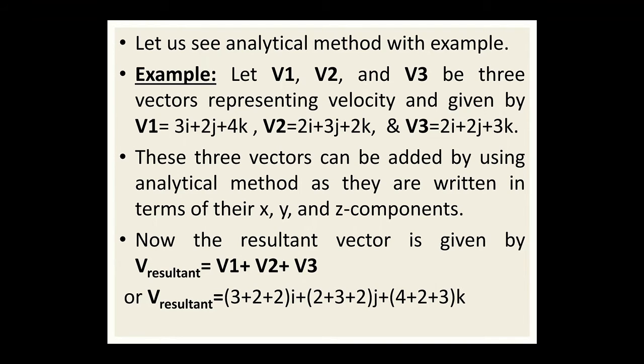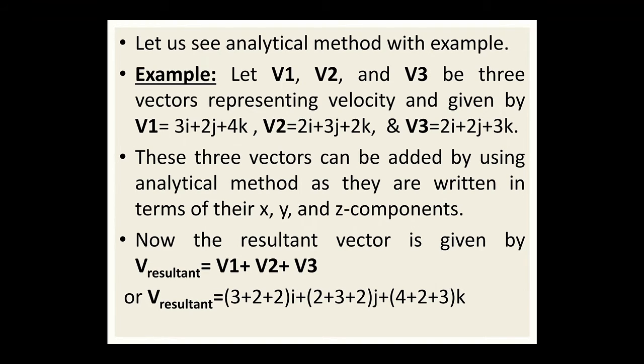Similarly, to get the y component of v resultant, you have to add the y components of v1, v2 and v3. The y component of v1 is 2j, the y component of v2 is 3j, and the y component of v3 is 2j. You have to add all these three together. So the y component of v resultant is 2j plus 3j plus 2j, which gives (2 plus 3 plus 2) times j.